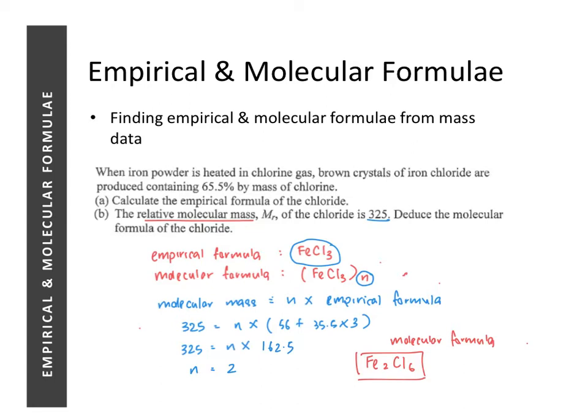So what we have learned in the second half of the lesson is that given mass data of the different elements in the compound, we can use it to find the empirical formula of a compound. And once we have found the empirical formula, by comparing the mass of the empirical formula to the actual relative molecular mass, we can find how many times larger the molecular formula is than the empirical formula, and from there we can obtain the actual molecular formula of the compound.